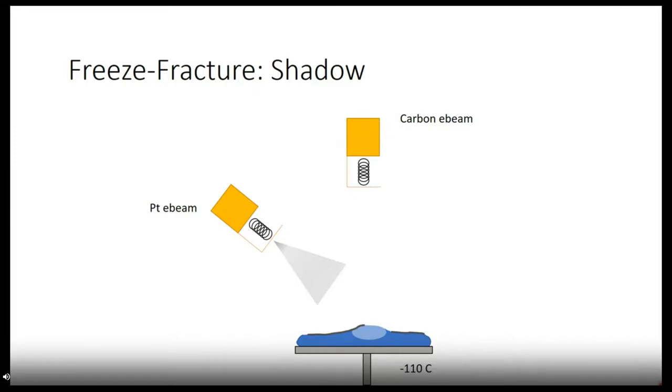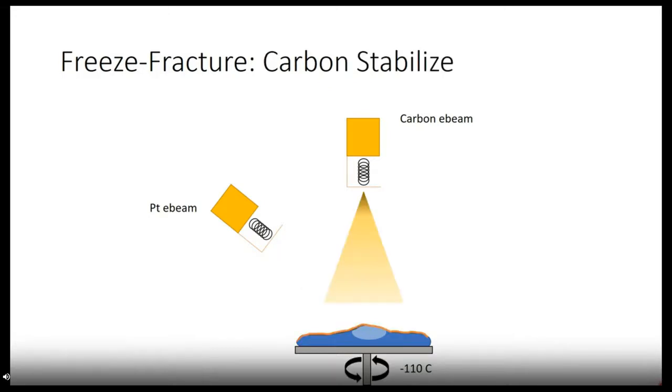As soon as that platinum has been deposited, we want to stabilize the whole replica with a layer of carbon, and this is done from the top. If you do not stabilize the replica with carbon, it would just fall apart because it wouldn't have any cohesion. The carbon is deposited typically with rotation to make sure you get a nice even coating.